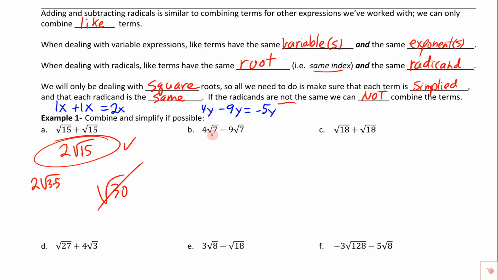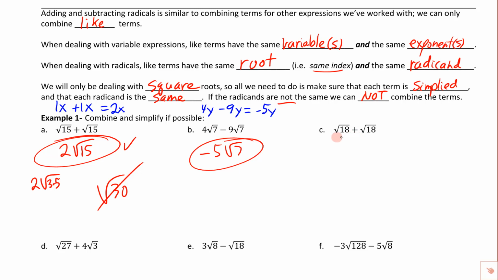If I have 4 radical 7s minus 9 radical 7s, well, these are definitely like terms. We have the same root and the same radicand. They're both square roots and they're both radical 7s. So this is going to be 4 of these minus 9 of these. This is going to be negative 5 of those. Not negative 5 of something else, not radical 14 or something weird like that. So that's the answer on that one.